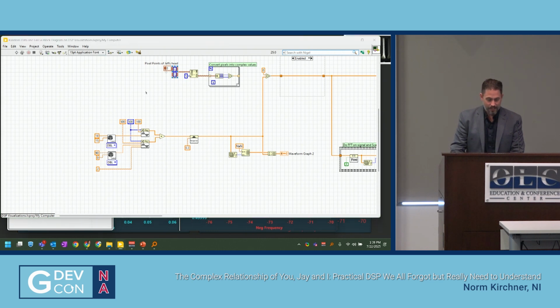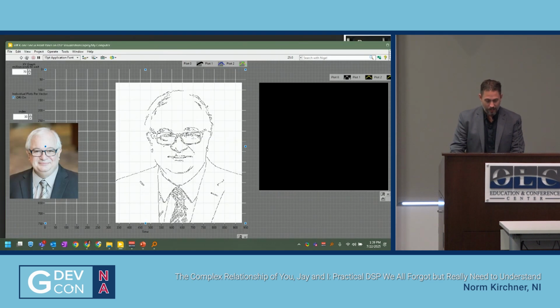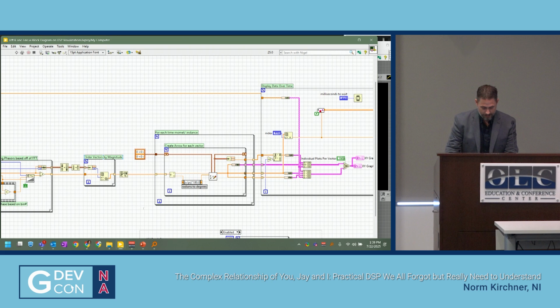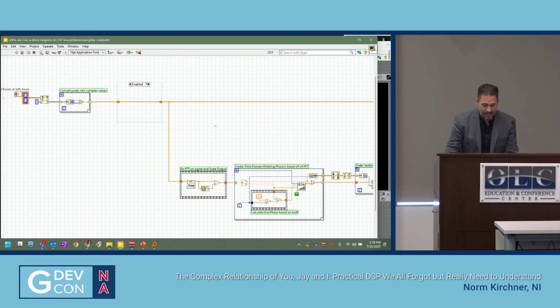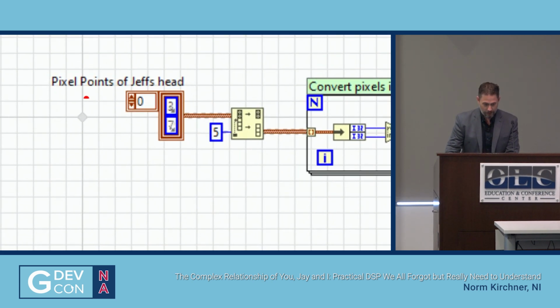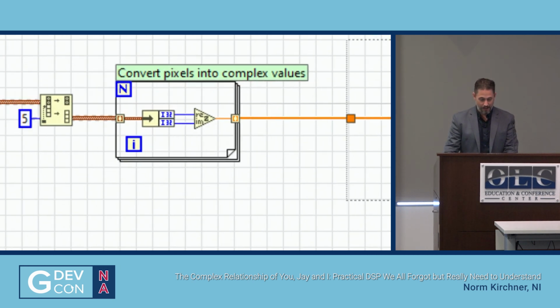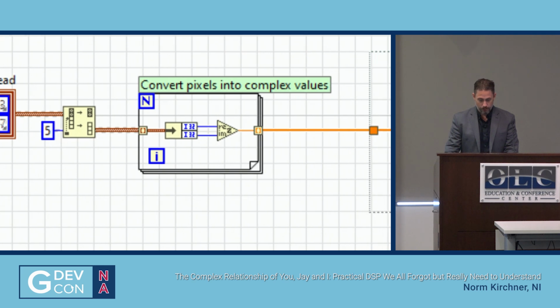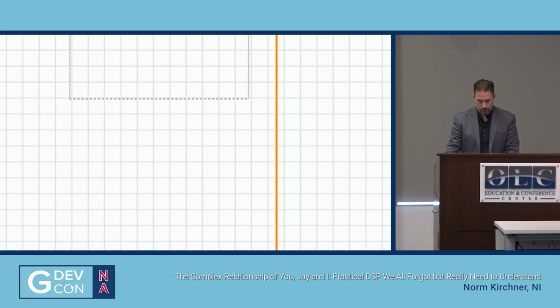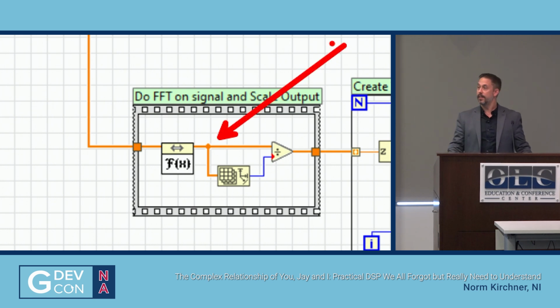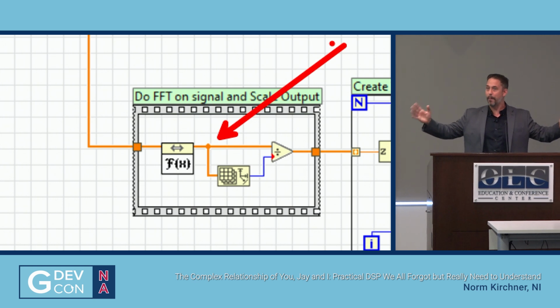Let's take something that's a little bit less symmetrical, like our founding father and creator of LabVIEW, Jeff Kodosky's face. As I have already done, I've taken pixel points of Jeff's head. I take that and throw it through, follow the bouncing wire here. I do the FFT. That's it. And that tells me what? Anybody want to say, come on, make me happy. What does the output of the FFT tell me?